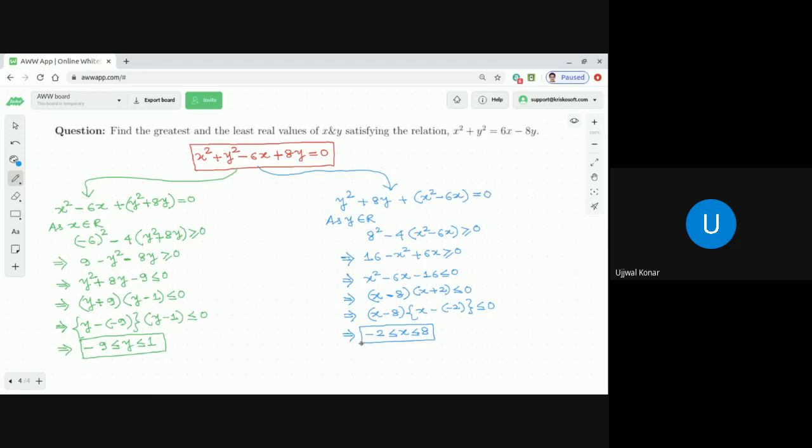Hence we get the least value of x is minus 2 and the greatest value of x is 8. And previously we already found that the least value of y is minus 9 and the greatest value of y is 1. Correct, dear students? Now let's come to the next question that I gave.